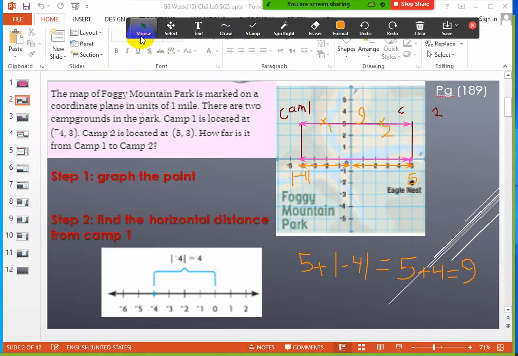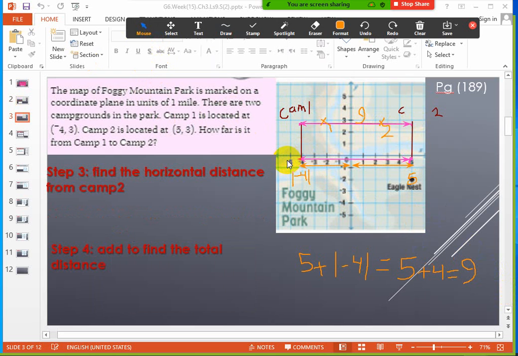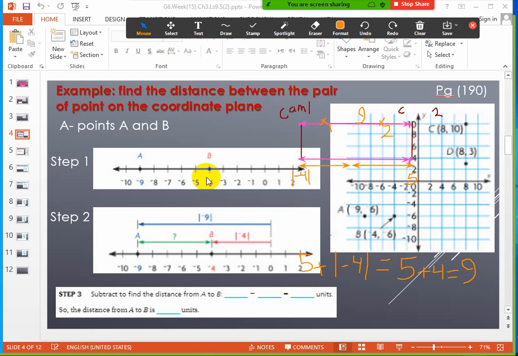Another example about the distance here. Okay, this one. Did you finish, girls? I think you finished, right? Type 1 if you finished, please. Okay.